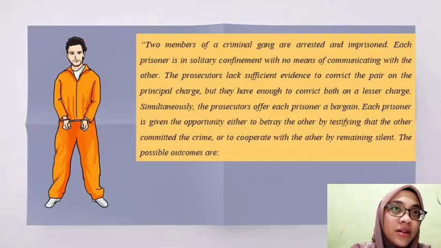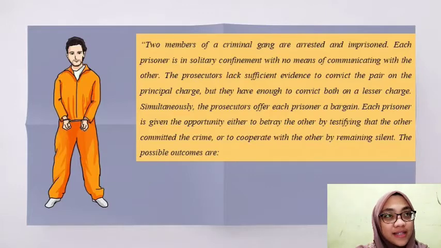Two members of a criminal gang are arrested and imprisoned. Each prisoner is in solitary confinement with no means of communicating with the other. The prosecutors lack sufficient evidence to convict the pair on the principal charge, but they have enough to convict both on a lesser charge. Simultaneously, the prosecutors offer each prisoner a bargain. Each prisoner is given the opportunity either to betray the other by testifying that the other committed the crime, or to cooperate with the other by remaining silent.